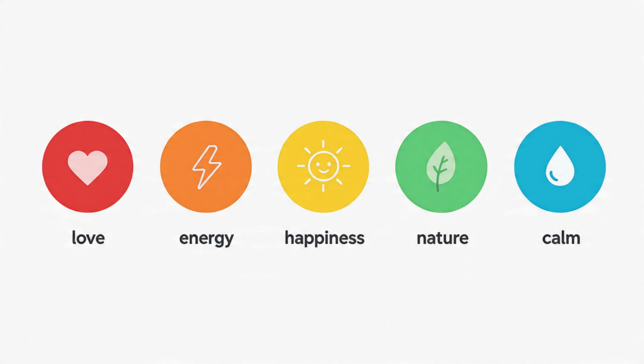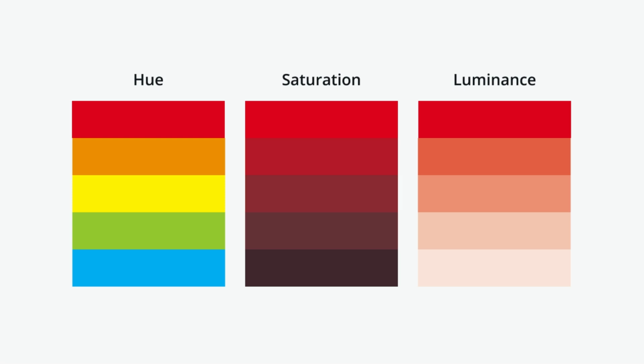Colors don't just look pretty, they mean things. For example, red means passion and urgency, blue means calm and trust, green means growth and nature. When you choose your palette with intention, you're designing emotion. You now know the relationships between hues, how to build palettes and apply color intentionally.